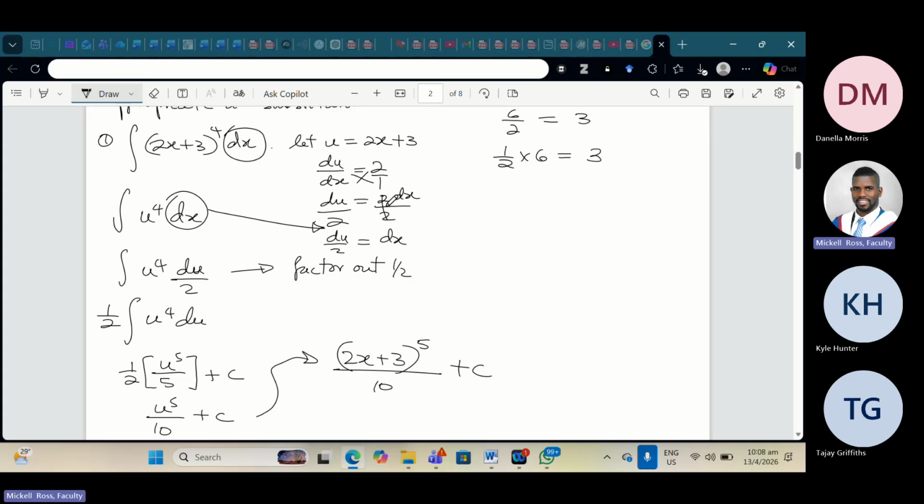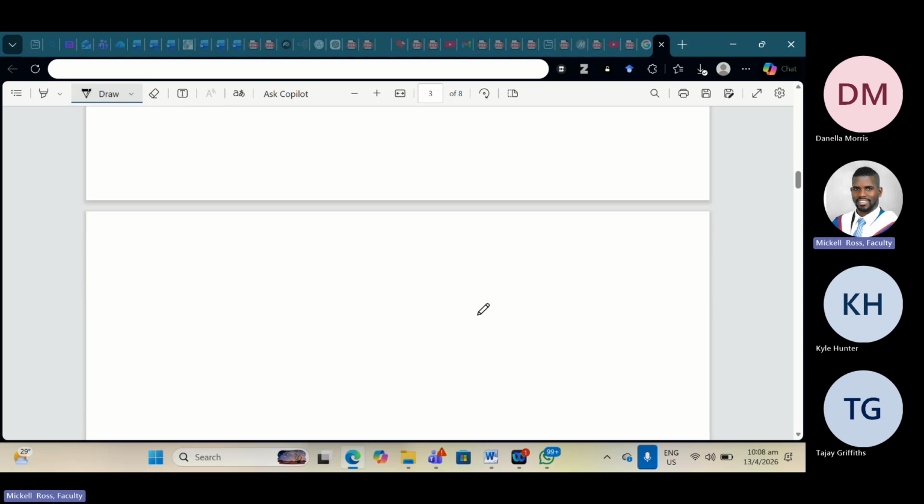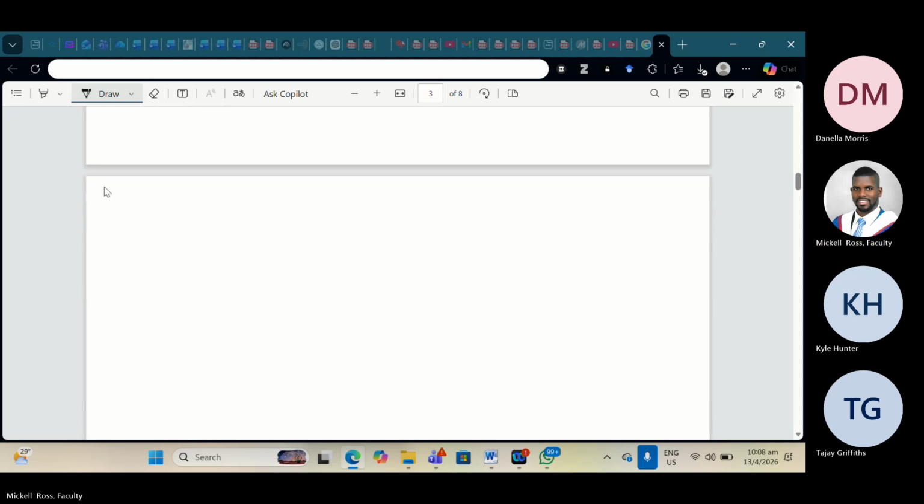All right, let's look at another one. Let's go to the next page. So we are integrating x cos x squared dx.